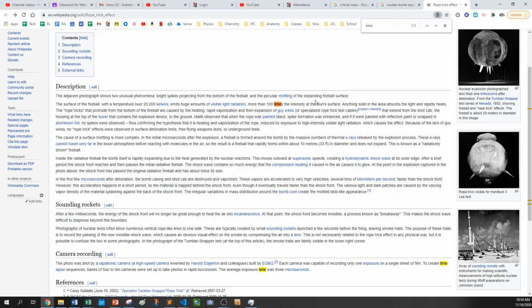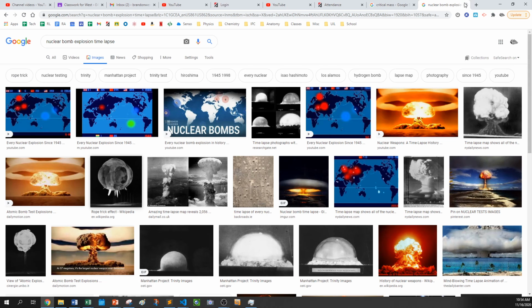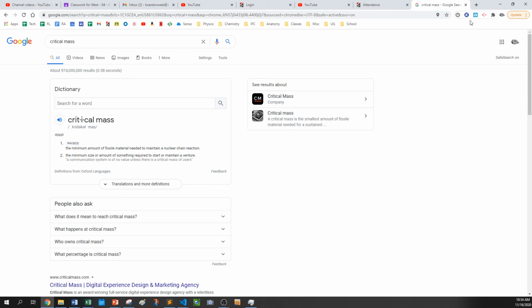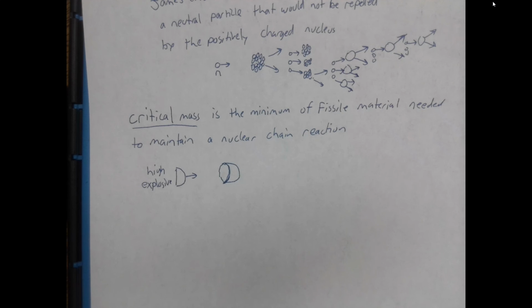To give you an idea of how much energy, the nuclear bomb is about 100 times brighter or more energy than the surface of the sun. The surface of the fireball is over 20,000 Kelvin, which is less than the temperature of the outer surface of the sun. So it's a lot of energy.